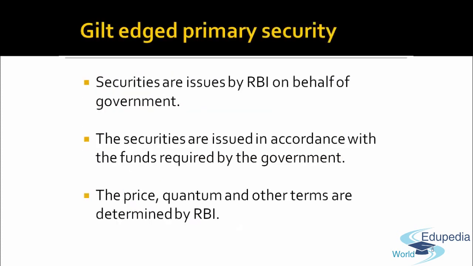Next we are going to Gilt Edge primary security. These types of securities are issued in order to maintain the funds with the government. So whatever the price, the quantum and other terms are there, they are all defined by the RBI. This is one of the theoretical questions which was covered in your previous year examination.